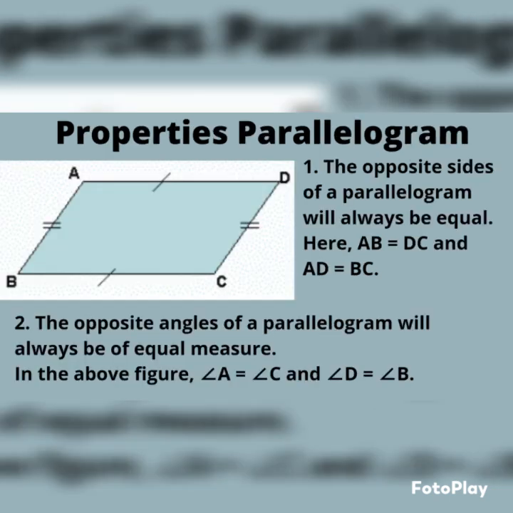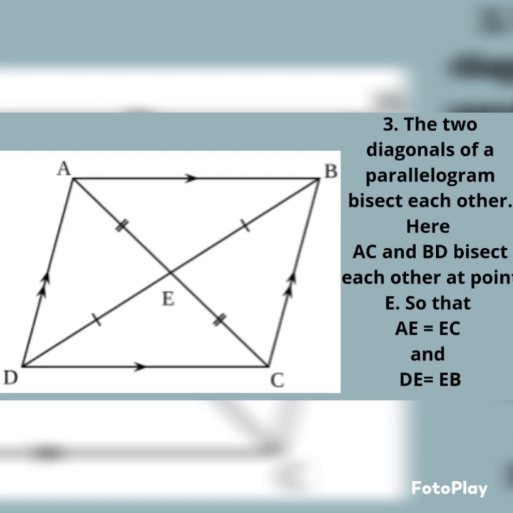The opposite sides of parallelogram will always be equal. That means AB will be equal to CD, AD will be equal to BC, as well as they are parallel to each other. And the opposite angles of parallelogram will be equal in measure. That means they will be equal. Angle A will be equal to angle C, angle B will be equal to angle D. These are opposite angles. The third property is the diagonals of parallelogram will bisect each other.